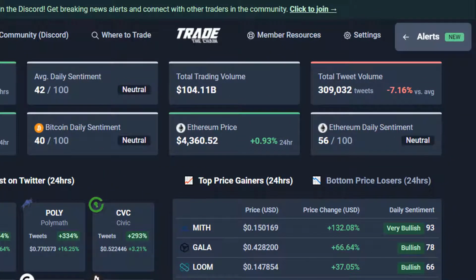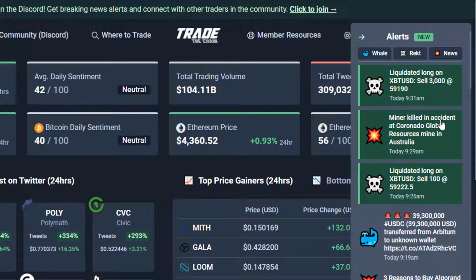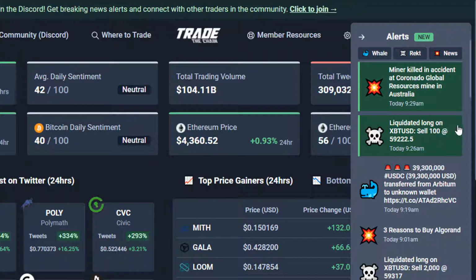On the top right corner, you find your alerts. This could be a news event or some trading activity. What I like the most is to see when whales are moving their funds. Always keep an eye on these alerts, they can be very useful.